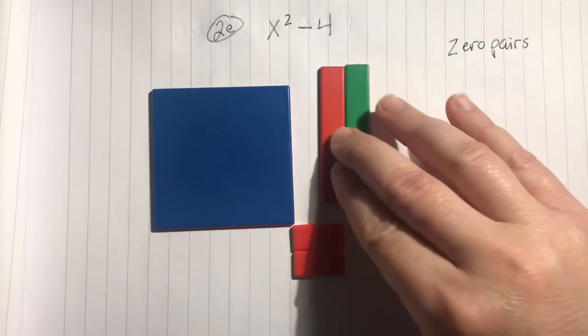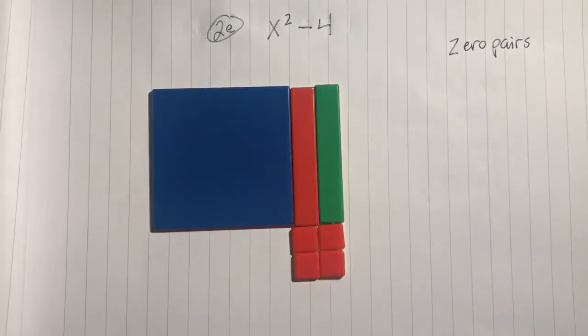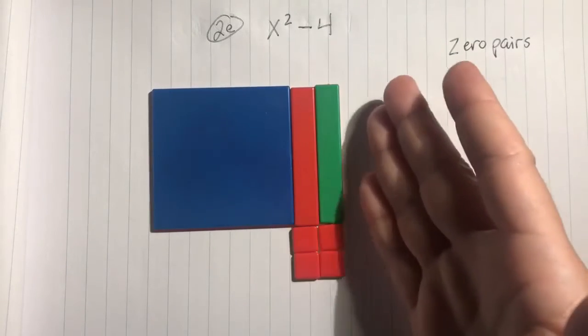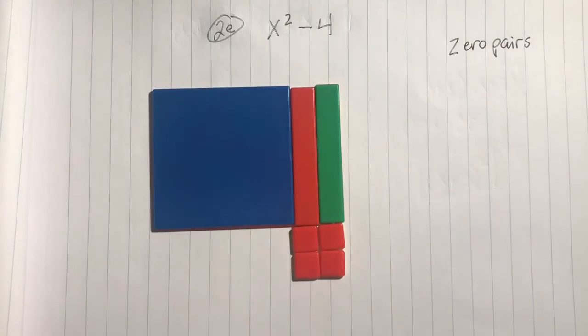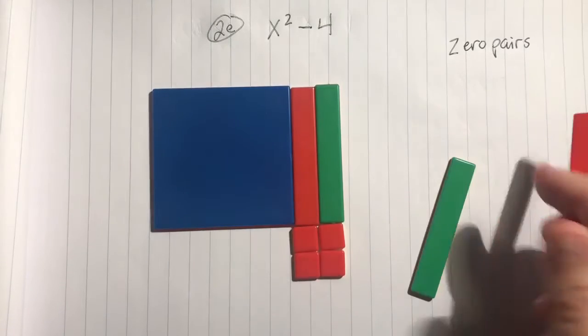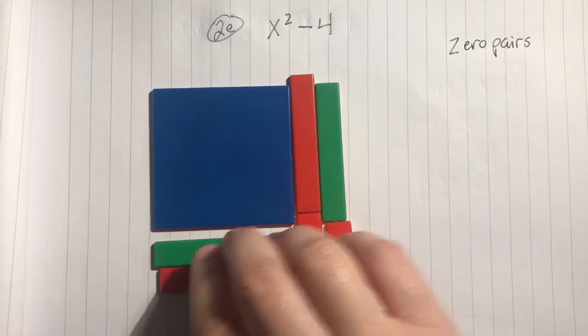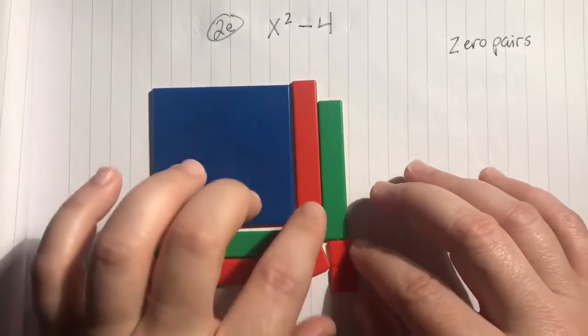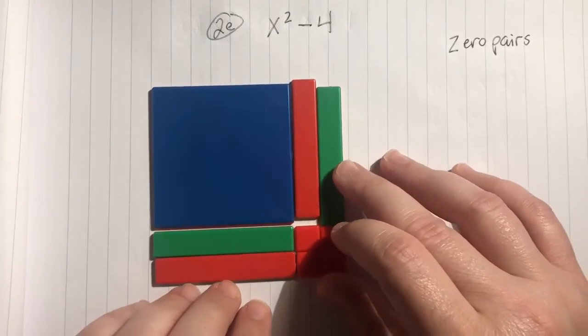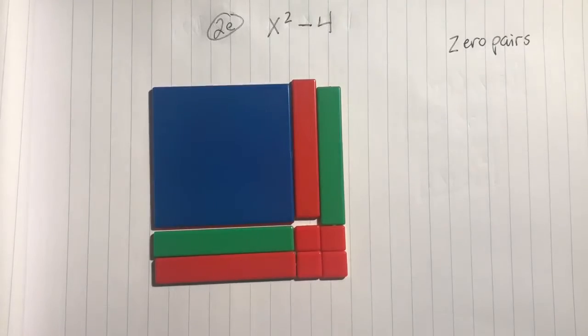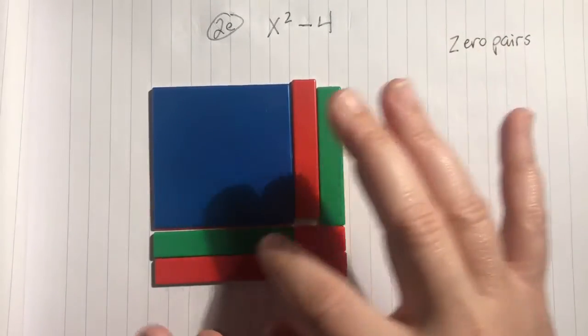Well, let's see. If I take 1 pair and I put them right there, that fulfills this side of my rectangle. Now, what do I need down here? Well, if I put another pair of 0 pairs there, then I've completed my rectangle. The only thing is, this rectangle is really messy. I don't want it to be red and green and red and green.